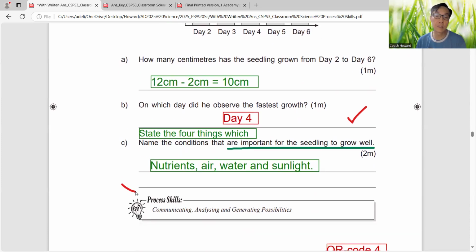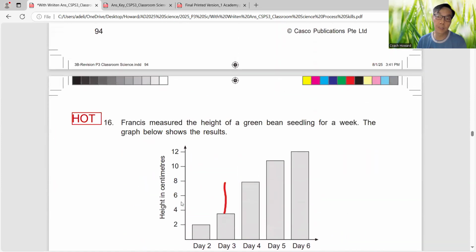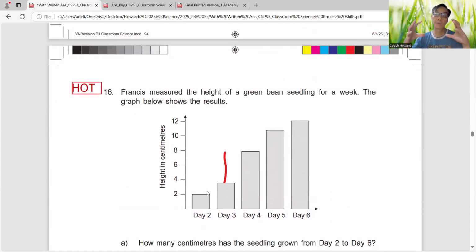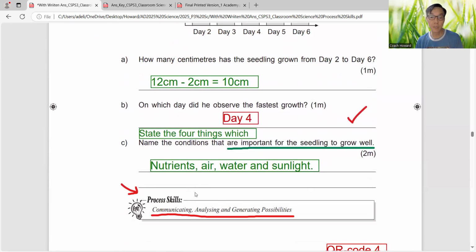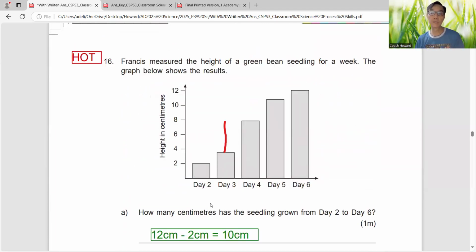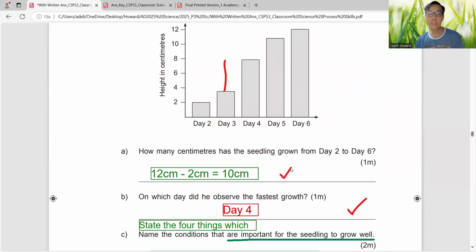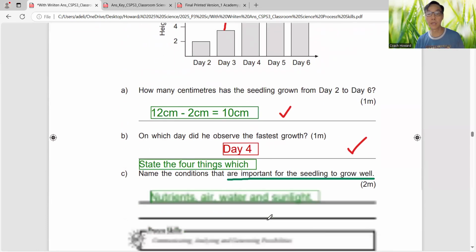Okay, if you notice here, this question is testing or helping students to develop these process skills: communicating. So what is communicating? Communicating means they are able to interpret results from a graph or a table and show what the table or graph means. That's called communicating. And analyzing means being able to see the difference. For example, this calculation is analysis. This calculation is also analysis.